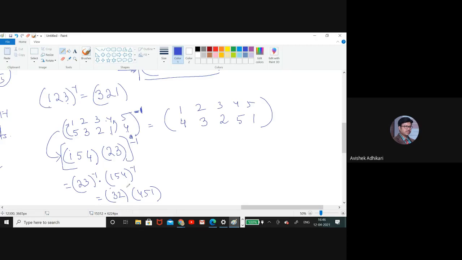And just have a look at this. 3 goes to 2, 2 goes to 3, same thing. And then 4 goes to 5, 5 goes to 1, and 1 goes to 4, exactly the same thing. So whichever method you find more comfortable to write, you can use, because most of the problems are asked in this cyclic form.